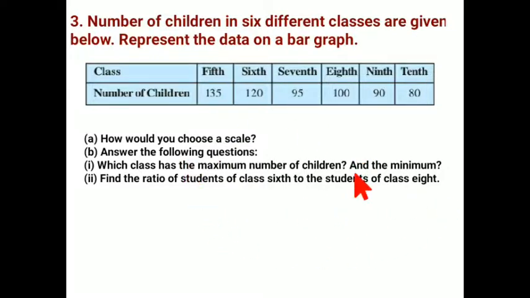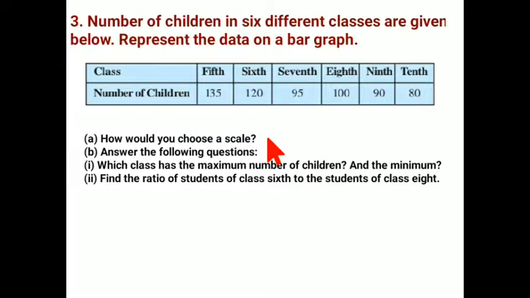So students, first of all you have to make the bar graph. This table gives the number of students in class 5th, 6th, 7th and so on, and we have to represent it in a bar graph first. I hope you are clear with the understanding of the bar graph. So using that concept we are going to solve the problem. The first and foremost question is, how would you choose a scale? So let us start solving this question.